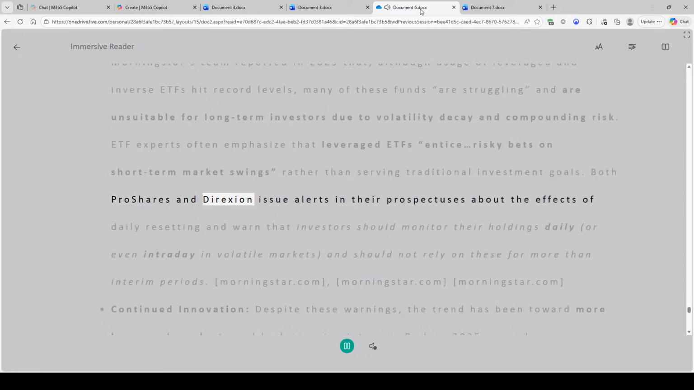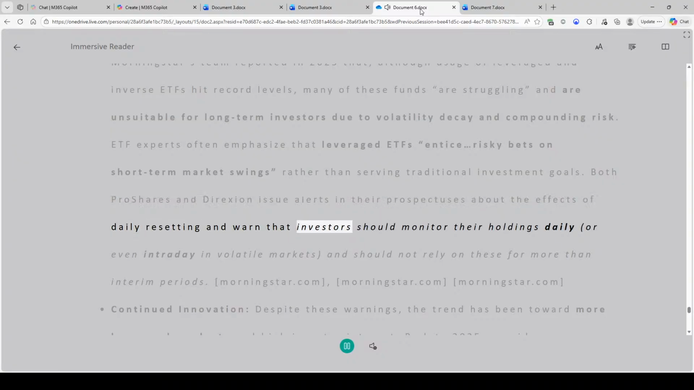ETF experts often emphasize that leveraged ETFs entice risky bets on short-term market swings rather than serving traditional investment goals. Both ProShares and Direxion issue alerts in their prospectuses about the effects of daily resetting and warn that investors should monitor their holdings daily, or even intraday in volatile markets, and should not rely on these for more than interim periods.